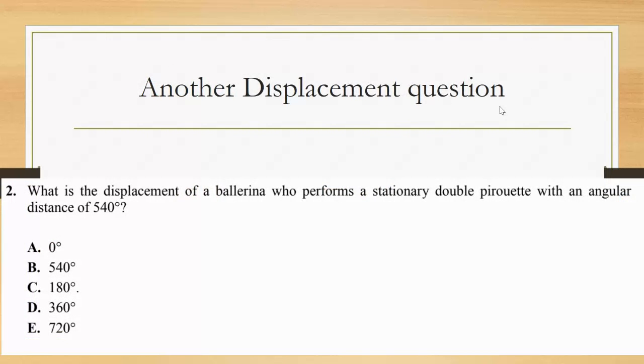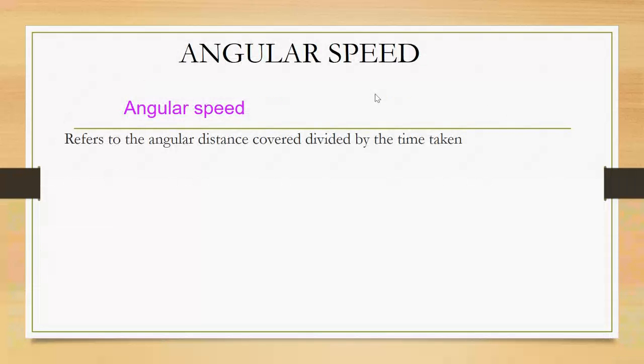So, another little practice question here. What is the displacement of a ballerina who performs a stationary double pirouette with an angular distance of 540? So, remember, one spin is 360, another half spin makes 540. So, they've done 1.5 spins, so their distance would be 540. However, that's not what the question is asking. It's asking for a displacement. And in this case, the displacement would be C, 180 degrees.